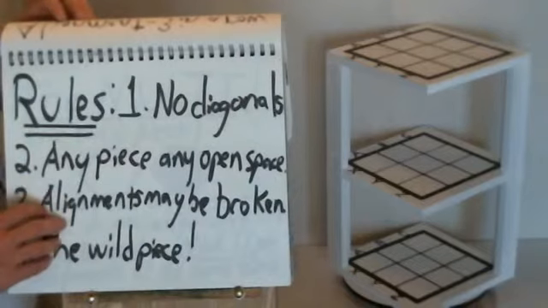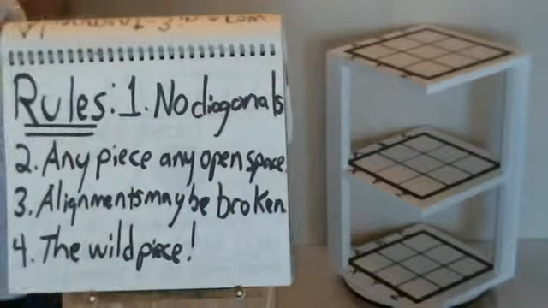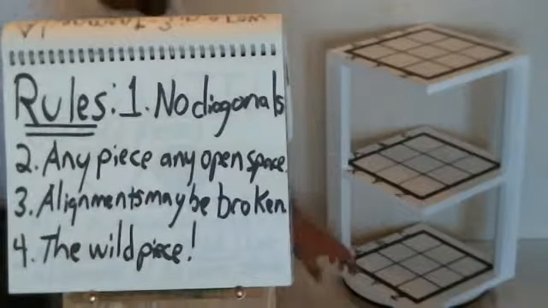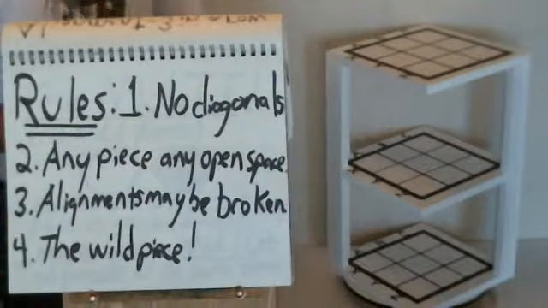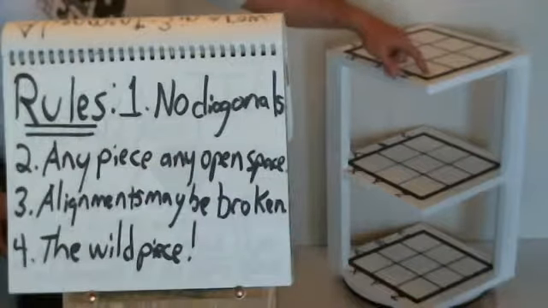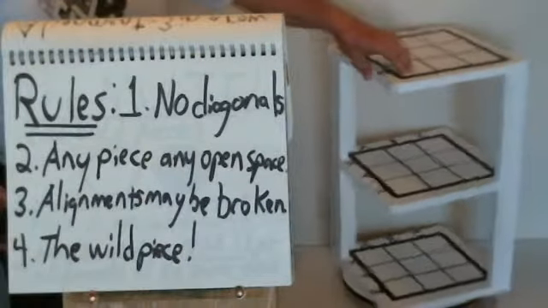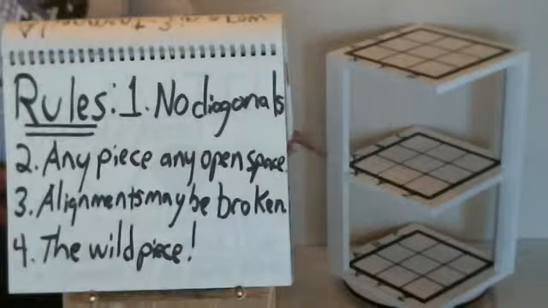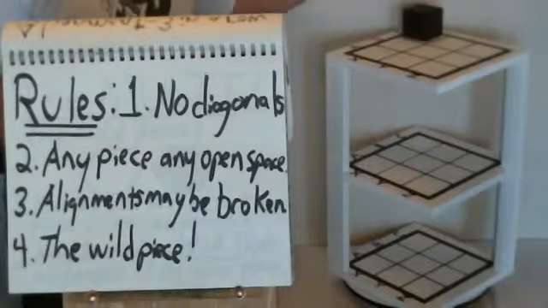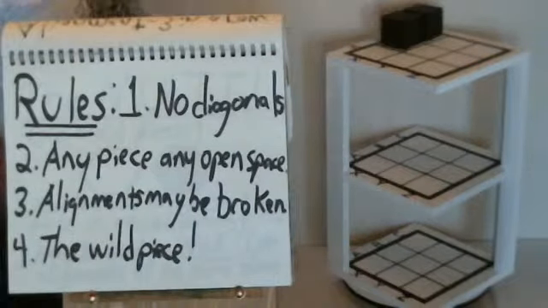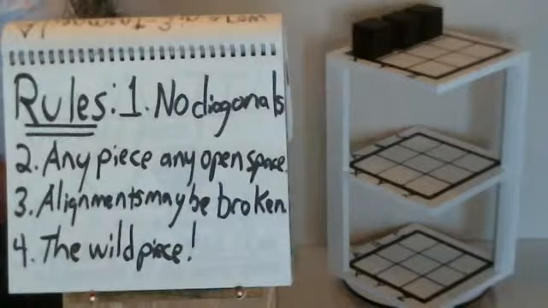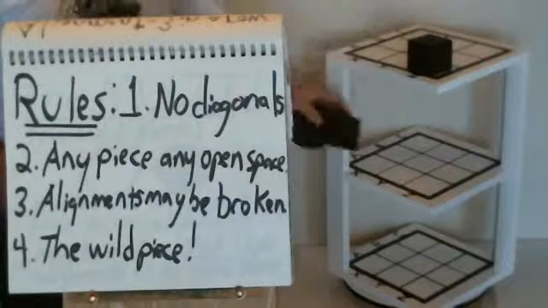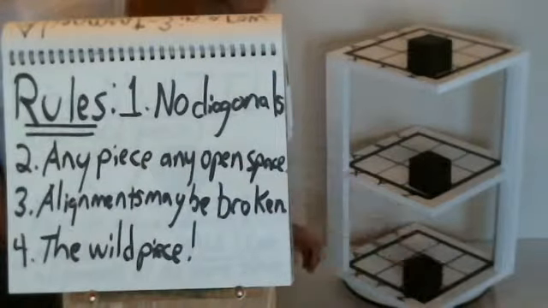The first rule, no diagonals. Now this part confuses most people the first game. In tic-tac-toe, we all know that a diagonal makes you get 3 in a row. You can get 3 in a row in a diagonal. But in this one, seeing how it is already 3-dimensional, only alignments along the 3 directions are allowed. That's front to back, side to side, and up and down.